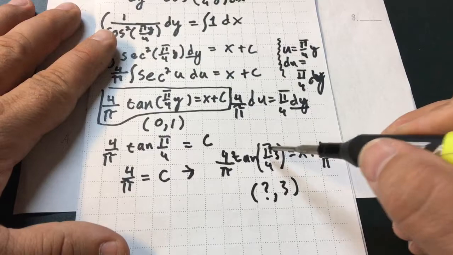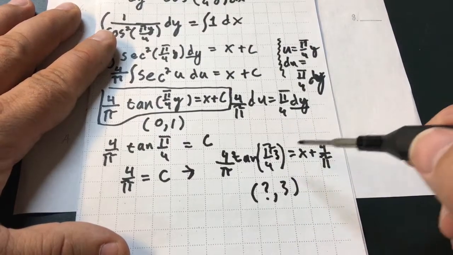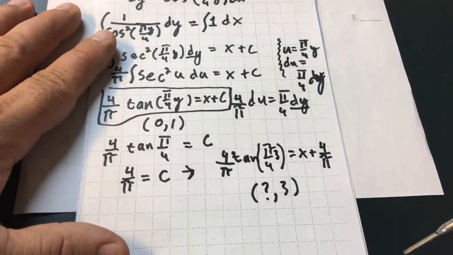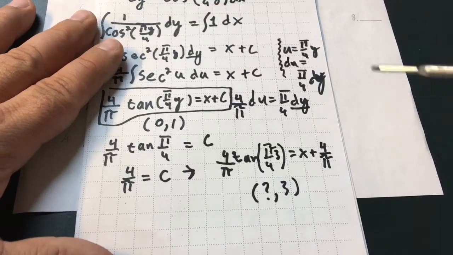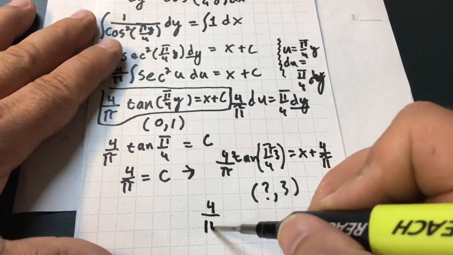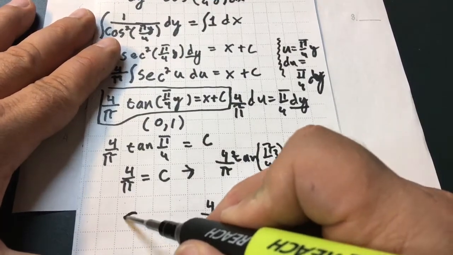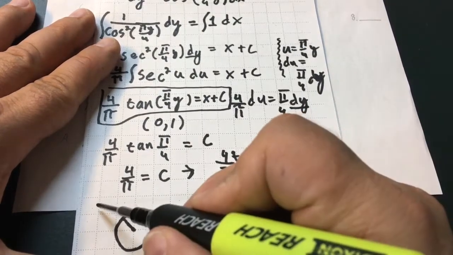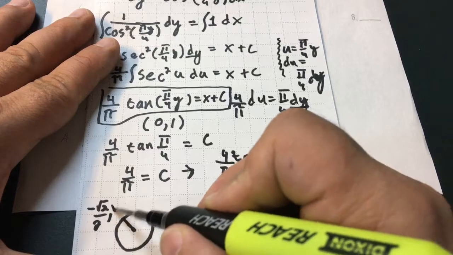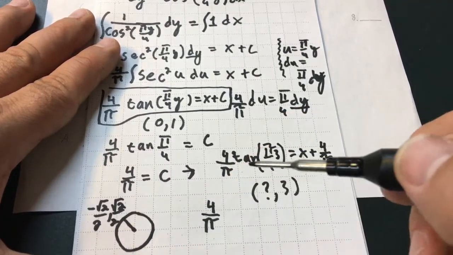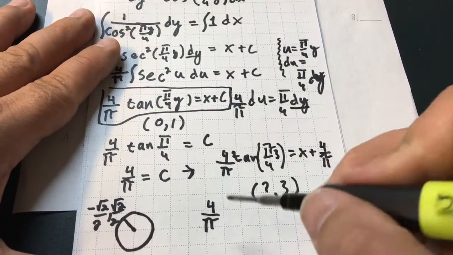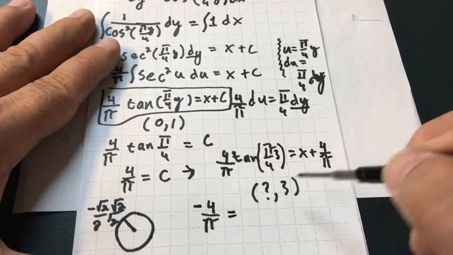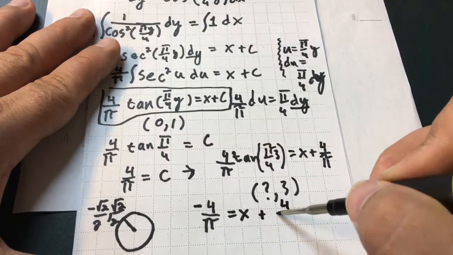So technically, that's going to be 3 pi over 4. 4 over pi tangent of 3 pi over 4 equals x plus 4 over pi. And I want to figure out what x equals. So I have all my information. So it's going to be 4 over pi, and 3 pi over 4 on the unit circle, recall, is negative root 2 over 2, comma root 2 over 2. And the tangent of that is going to give me negative 1. So tangent of 3 pi over 4 is negative 1. So I'm just going to put the negative out front. Equals x plus 4 over pi.